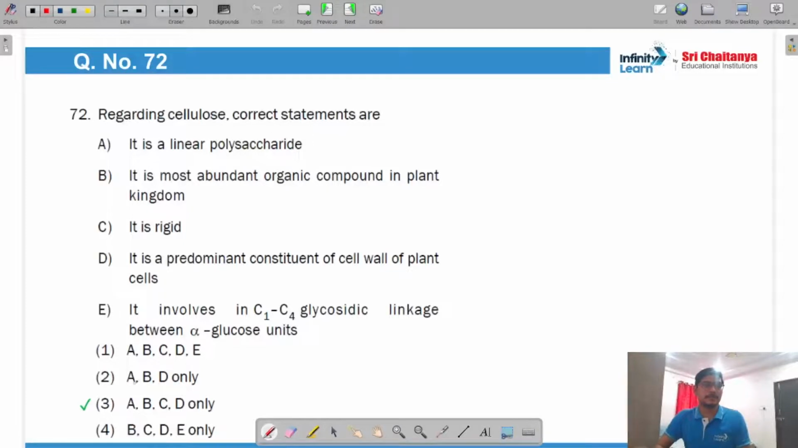Regarding cellulose, the correct statements are A, B, C, and D. It involves C1, C4 glycosidic linkage. No other statements are correct. Is that clear?